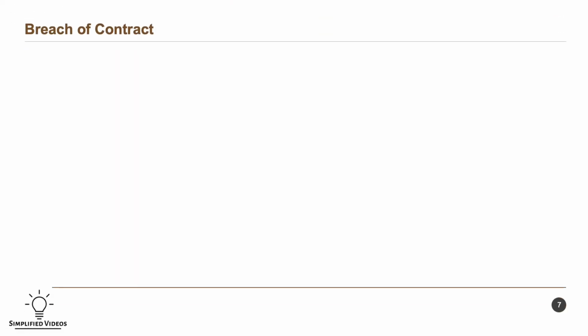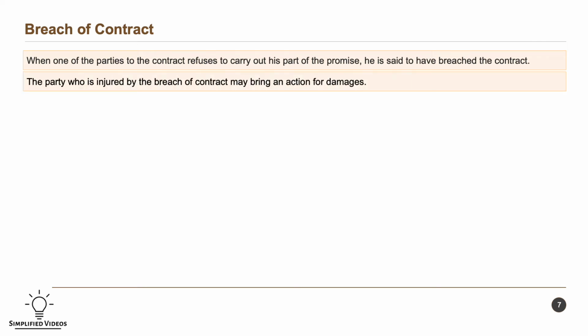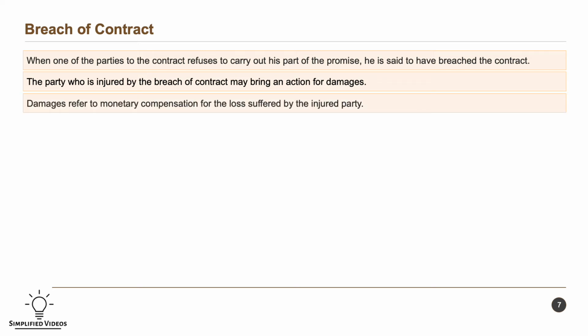Moving on to breach of contract. When one of the parties to the contract refuses to carry out his part of the promise, he is said to have breached the contract. The party who is injured by the breach of contract may bring an action for damages. Damages refer to monetary compensation for the loss suffered by the injured party.